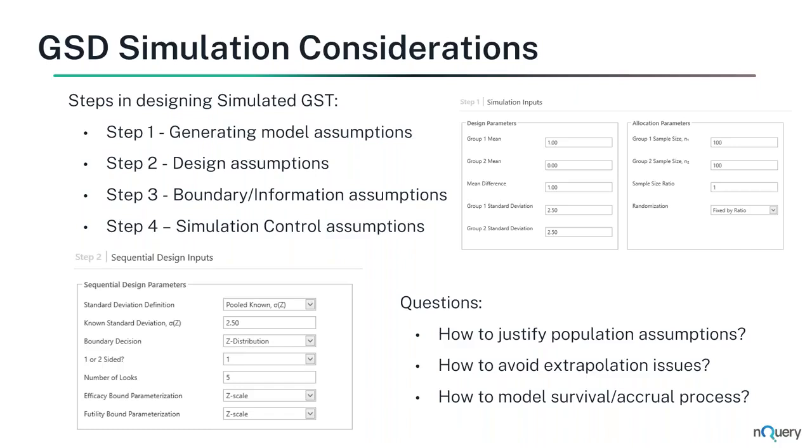In addition, you have to think about how to avoid your extrapolation issues. So once again, I mentioned in the previous slide, but you have to ensure that you're using standardized modeling and simulation methods to account for issues like internal or external validity. And then finally, you have to think about how to model your survival or accrual process, since that can obviously be quite difficult to predict.